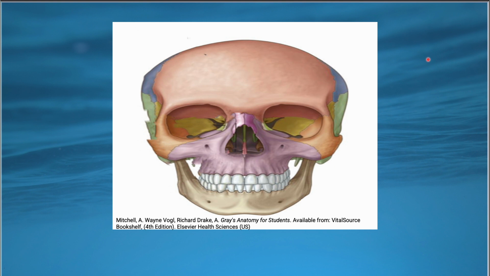So again, this is an anterior view. We're looking someone right in the face. And here you can see the greater wing of the sphenoid, okay? All right, and there you can see the lesser wing of the sphenoid right there. So that's another view of the sphenoid.